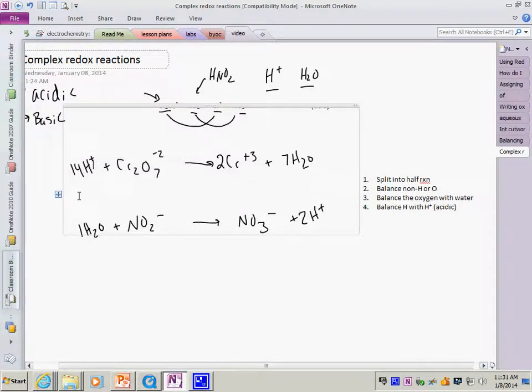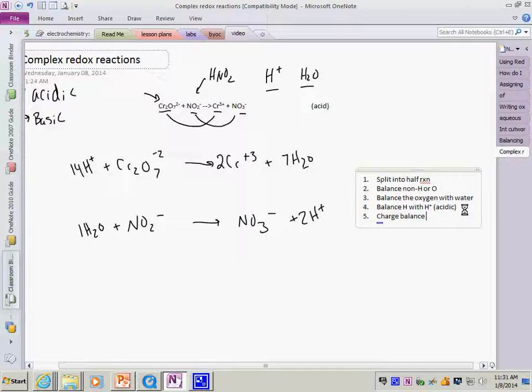Now my next step is to simply charge balance each half with electrons. I'll show you how you do that. I like to write the charge right above the overall thing here. 14 positives and a negative 2 means this whole side is a positive 12. This whole side here is a positive 6, 2 times 3 is 6. There's no charge here. So to get these things to be equal, I'll have to add 6 electrons to this side.